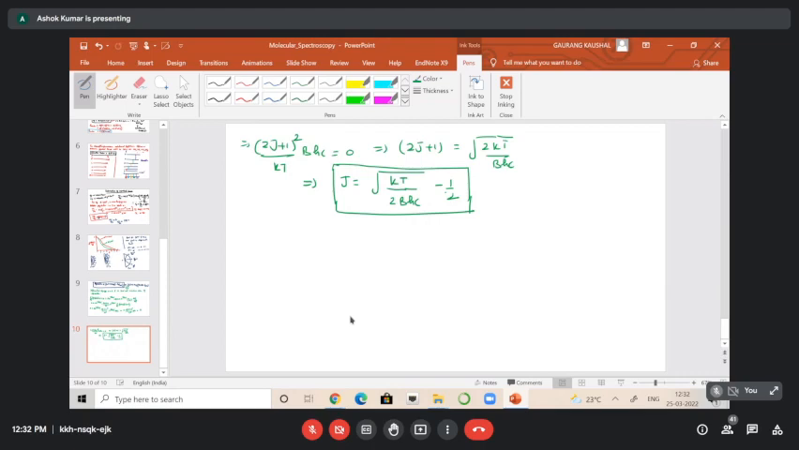Okay, so if you just draw this curve for population versus J, in the x-axis we have rotational quantum number J, in the y-axis we have 2J+1 multiplied by exponential minus BJ(J+1)hc upon kT. Okay, so that curve is actually going to be like this.